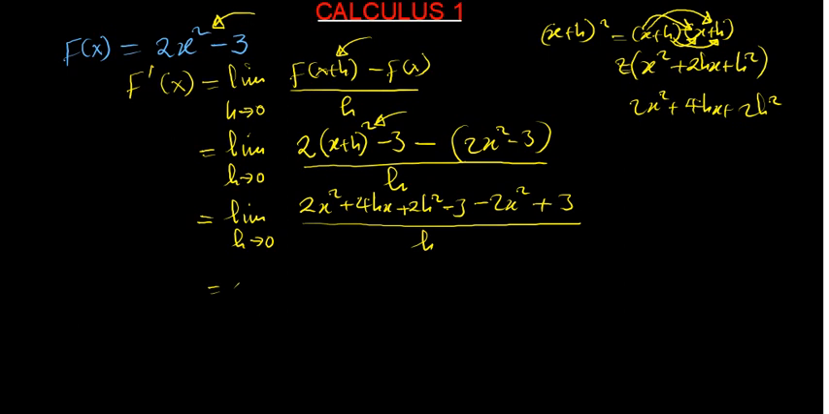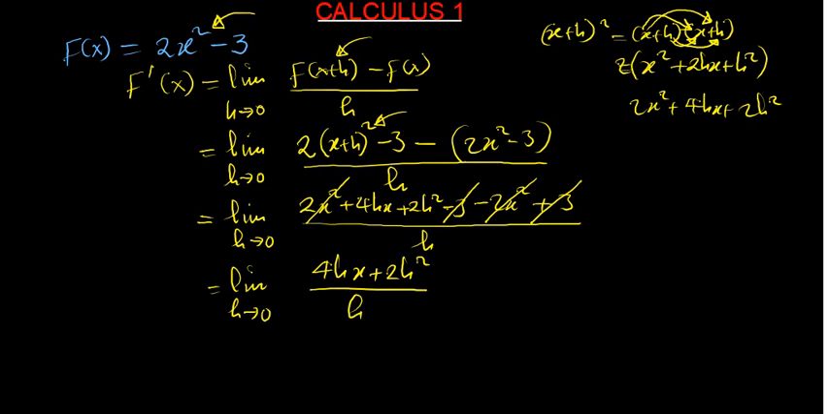So therefore it gives us the limit as h approaches 0 of, you can see that this is positive 2x squared and then this is negative 2x squared. It can cancel, right? And then we've got negative 3 and positive 3. It can also cancel. So what we are going to remain with is 4hx plus 2h squared over h.